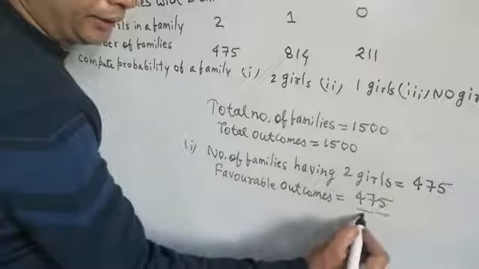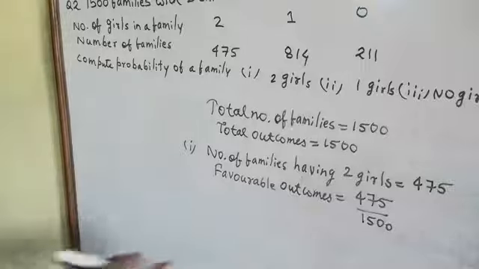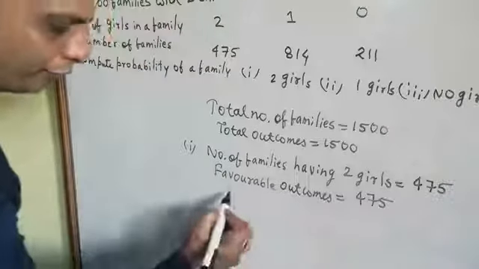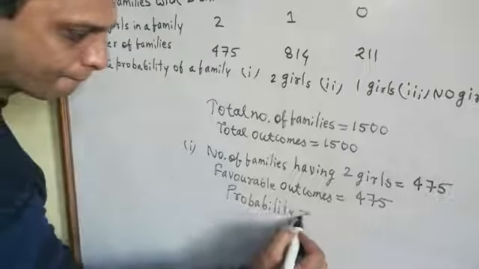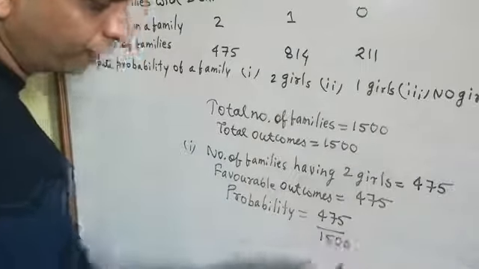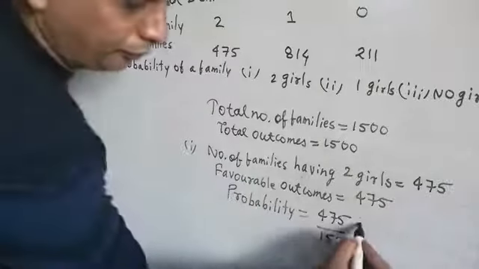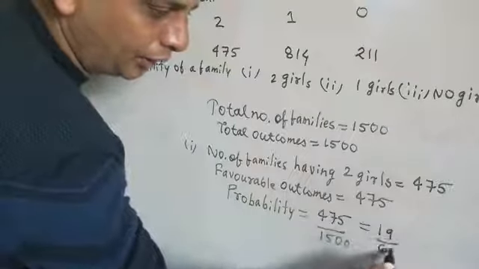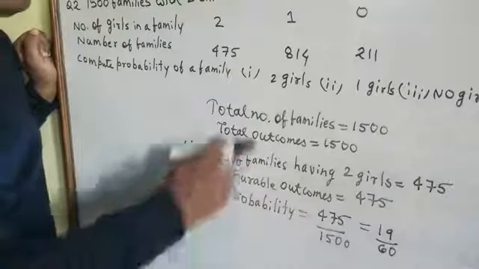So favorable outcome will be 475, divided by 1,500. Now you have to find the probability. Probability will be 475 divided by 1,500. This we can cancel with the table, and after cancellation you can write the answer. When we cancel with 25, the answer will be 19 upon 60. So this is the probability of the families having 2 girls.